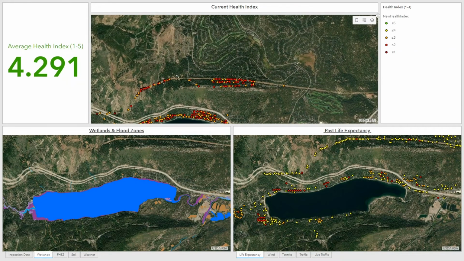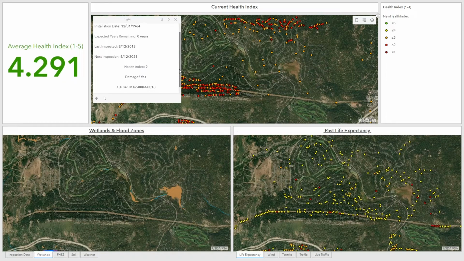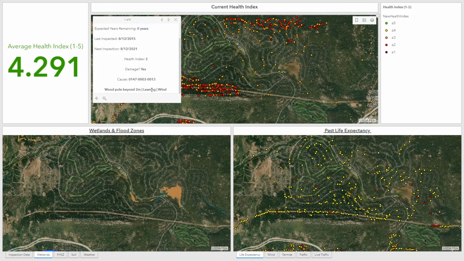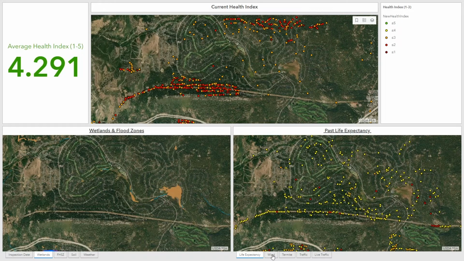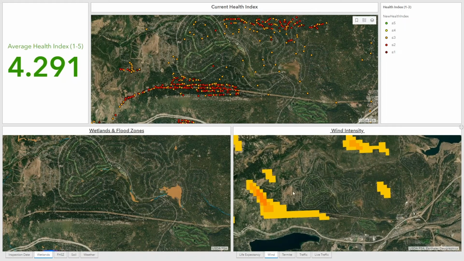Now that I've begun to understand that, I'm going to explore the map a bit more and bring us up to this strip of poles. If I look at my wetlands map, there's not really much going on here, right? If I click on one of these poles and read the damage that's been collected, it looks like we're experiencing some leaning that's likely been caused by wind. So I'm going to pull in our wind intensity map at the bottom right, and now I can see areas like this one in the middle of a wind tunnel that's going to see more and more leaning over time.